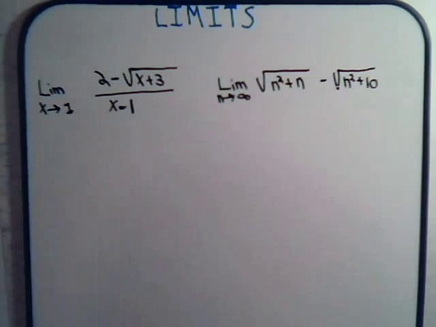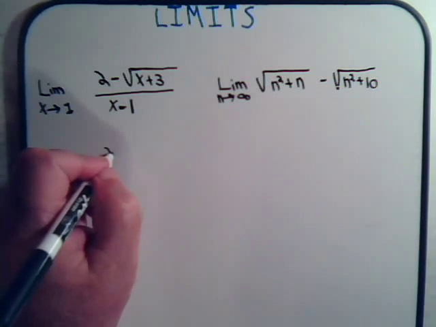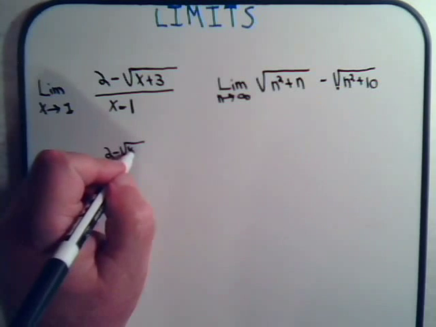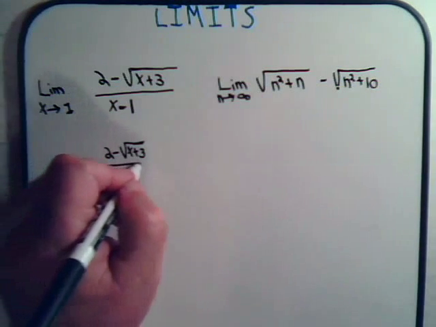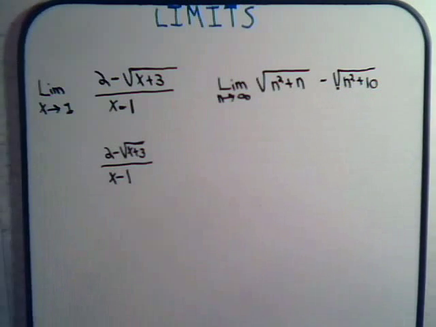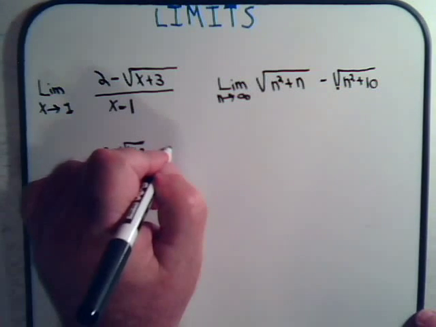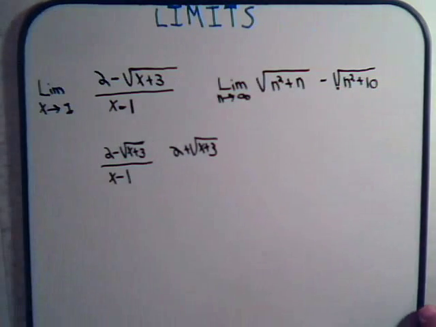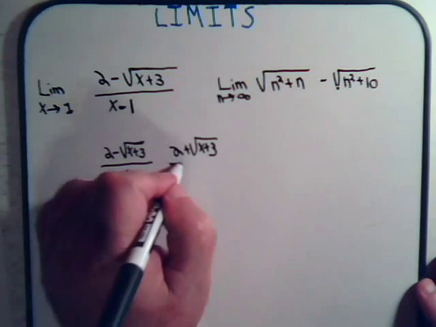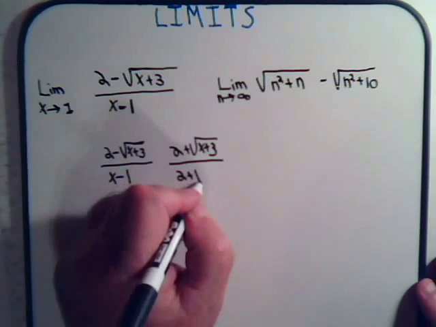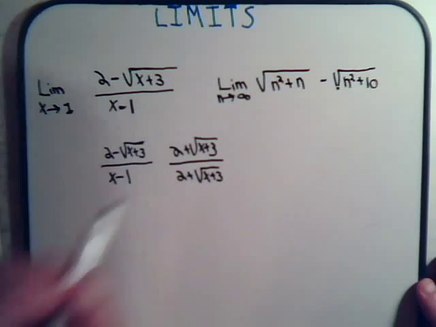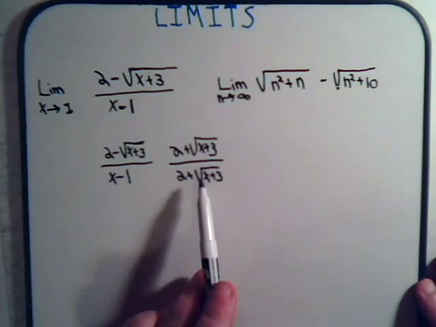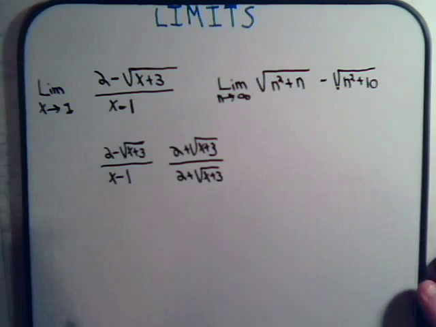of the radical expression. So for example, this problem here we have 2 minus the square root of x plus 3, divided by x minus 1. The conjugate of this, first of all, is going to be 2 plus the square root of x plus 3. And if I multiply the numerator by that, then I have to multiply the denominator by that, because this divided by itself is just 1, so I'm just multiplying by 1, perfectly valid.